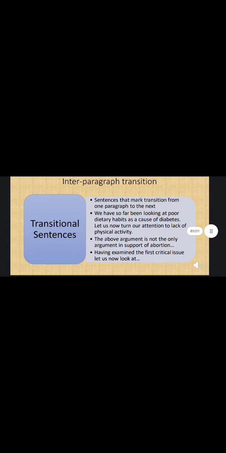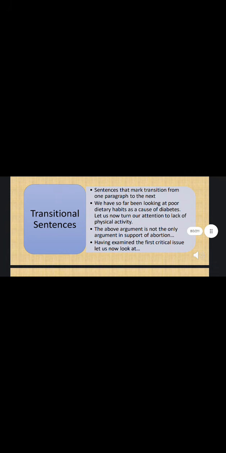We have so far been looking at poor dietary habits as a cause of diabetes. Let us now turn our attention to lack of creativity. The above argument is not the only argument to support abortion. So these are the things I'm mentioning, I'm talking about.